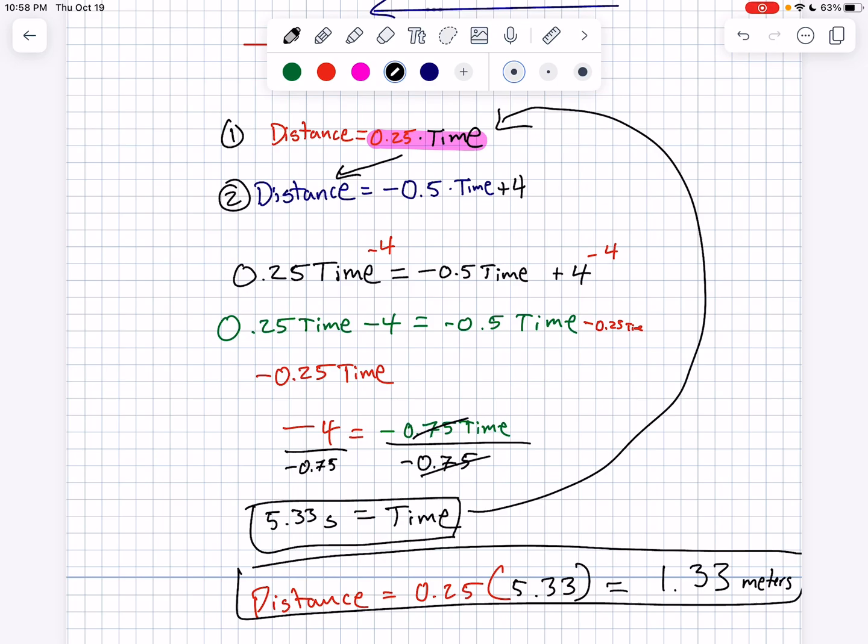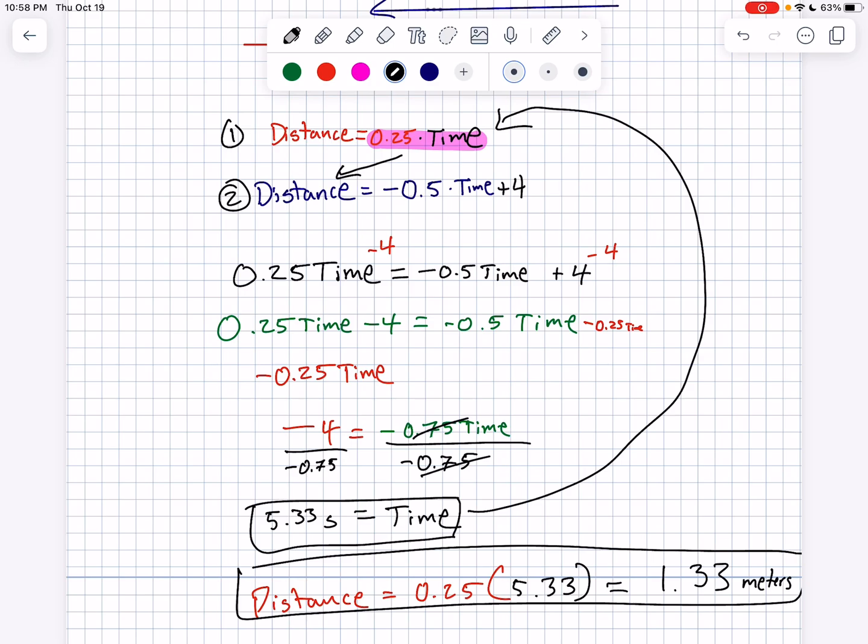I know that my red car is slower than the blue car, right? Or the equation 1 car or the equation 2 car. So they shouldn't be meeting right in the middle, right? It's probably going to be somewhere closer to the 0 line. So 1.33 meters should make sense for collision distance.